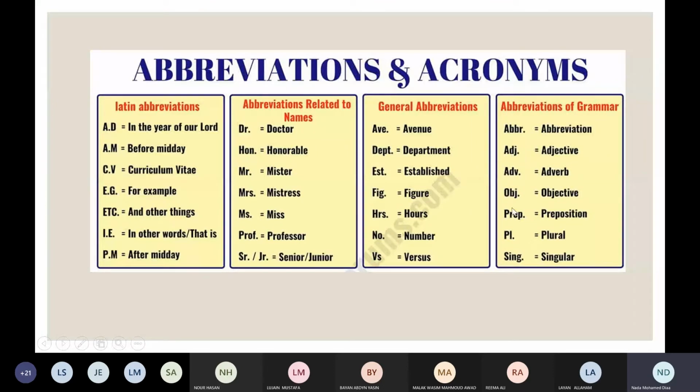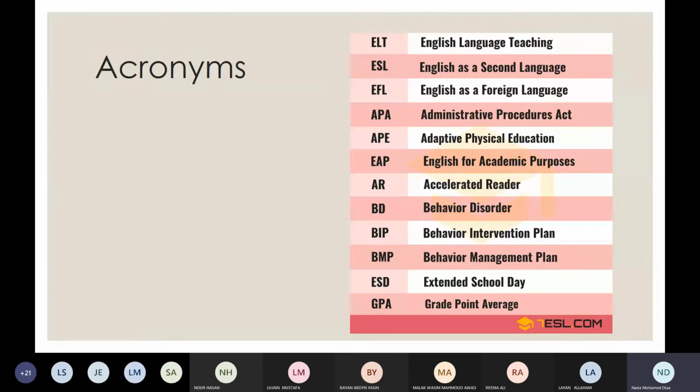Abbreviation, adjective, adverb, object, preposition, plural, singular. All of these are abbreviations that end with a dot. But then I have acronyms. Acronyms don't end with a dot. What is an acronym? I bet it's the first time you hear about acronyms. An acronym is when I have three or four words and I take the first letter of each. Like the NAACP. When we write NAACP, we do not end it with a period. It is the Association for Black People.